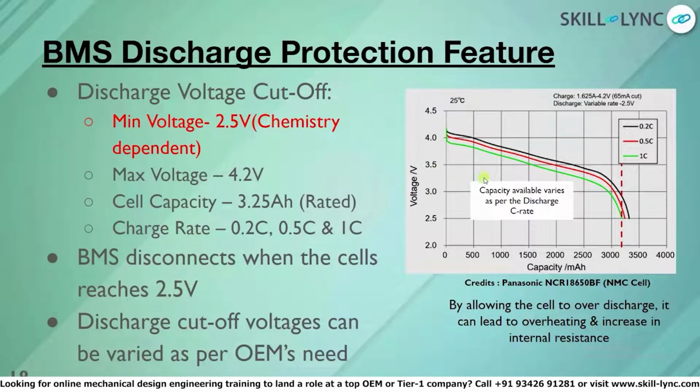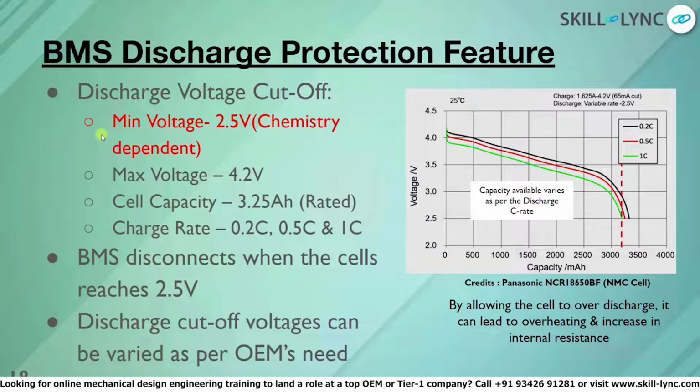Then we have the same for discharge protection. So when we have the discharge feature, the maximum voltage is 4.2, and we have a minimum voltage of 2.5, which is chemistry dependent. Once the voltage reaches 2.5 volts, it will disconnect at that point of time. So here I would like to emphasize something more, to make you understand the capacity and its C rate availability over here.